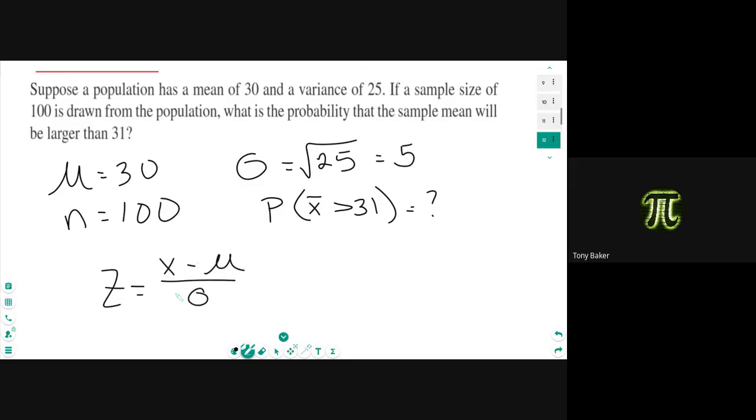Okay, so the only thing that changes, because we have our n, is you're going to divide by the square root of n. Because remember, I want that sample standard deviation. That's the piece that I'm looking for. So I'm going to have the standard deviation divided by the square root of n on the bottom. Everything else stays the same. So in this case, I have 31 minus 30 divided by 5 over the square root of 100.